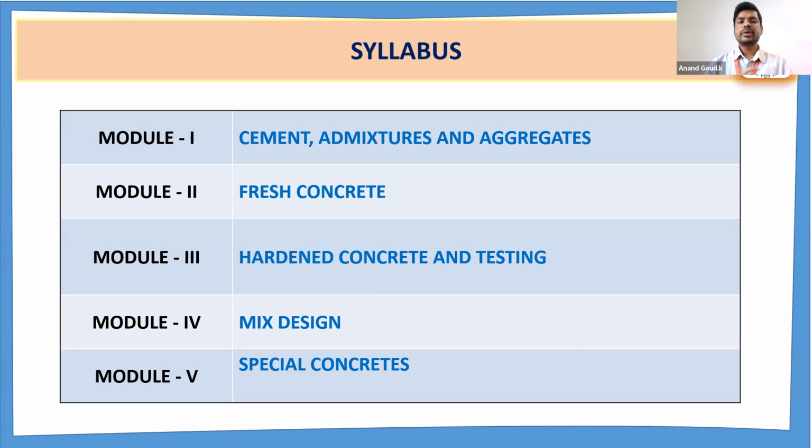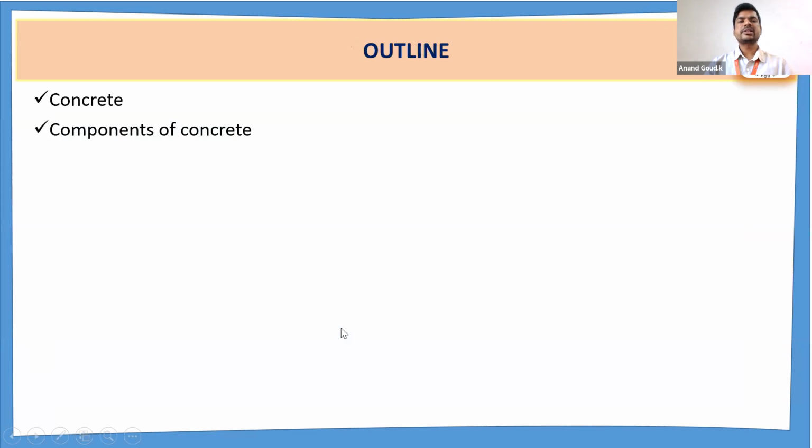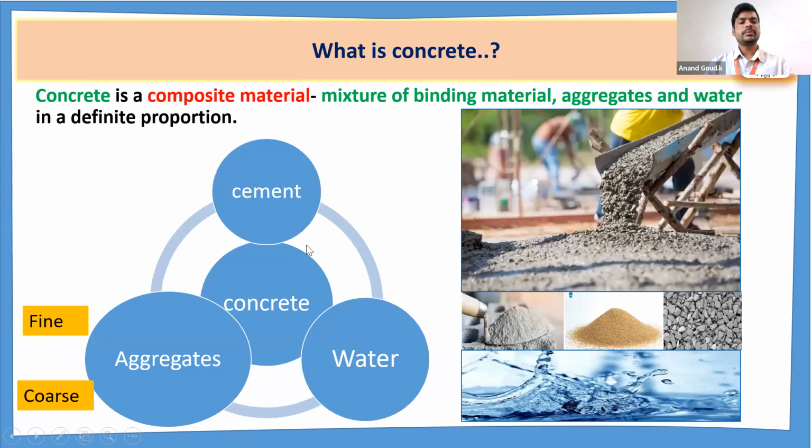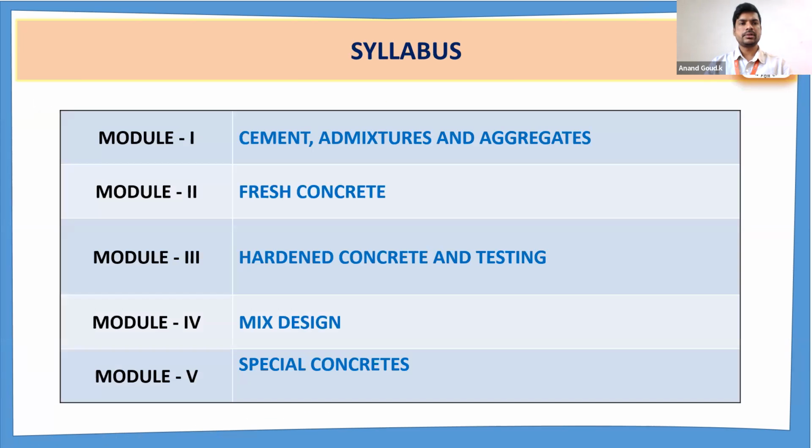Okay, and next one, in the fourth module, mix design. In the fourth module we are going to calculate the mix proportions, how much quantity of cement you need, or how much quantity of aggregates you need. That calculation will be done, and we are going to define the material quantities required for each and every grade. That is in the fourth module.